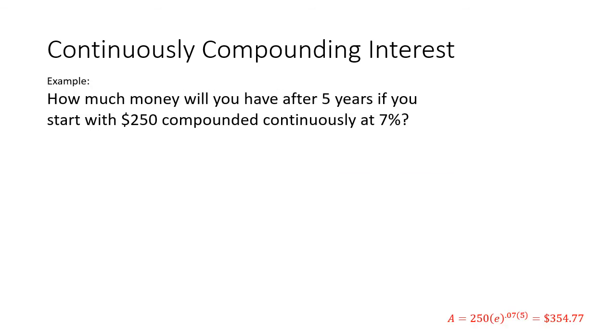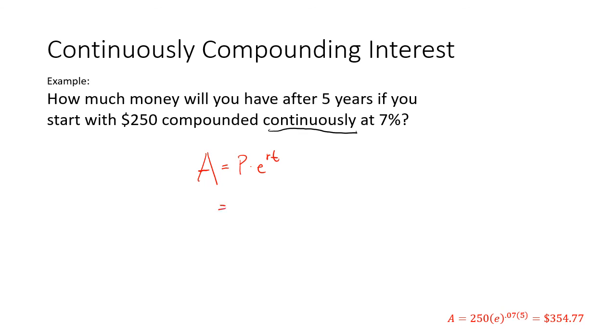How much money will you have after 5 years if you start with $250 and you're compounding continuously at 7%? First of all, the way you know to use APERT instead of the other formula is the word continuously. If you're being asked an interest question and you see the word continuously, that's APERT right away. If it doesn't say continuously, it'll say something like compounded monthly or yearly. So this is really simple. A equals P times E to the RT power. It's just E being raised to the RT power, not the P.